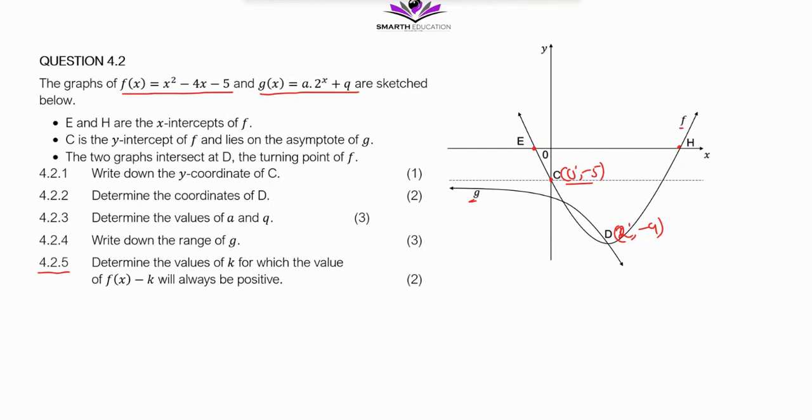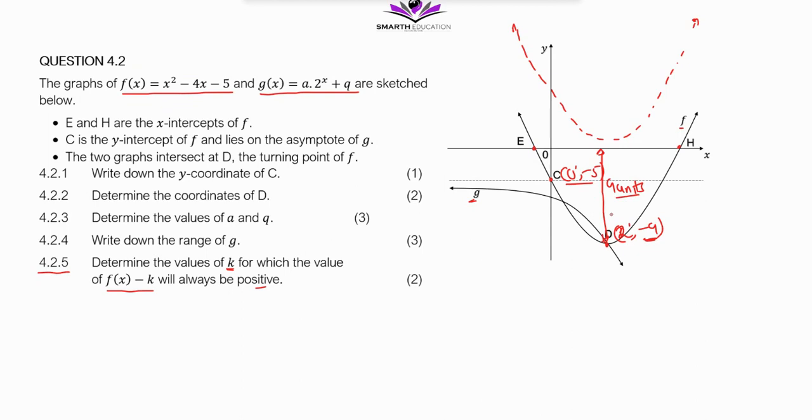Then the instruction says, determine the values of k, for which the value of f of x minus k will always be positive. So it means if f of x has to be positive, it has to be shifted upwards. F of x has to be shifted upwards by more than 9 units, because here we have -9. So it means from there up to there, that is 9 units. So it means f of x must be shifted by more than 9 units.